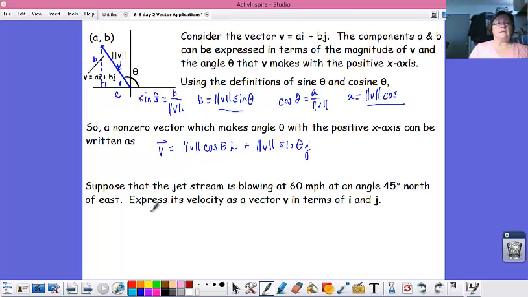We'll begin our drawing with a little coordinate grid here, a horizontal and vertical axis. And the jet stream is blowing at 60 miles per hour. Again, that's the magnitude of this vector. Its direction is 45 degrees east of north. And that's interesting and necessary for us to know, because it tells us that if we consider the right angle here between north and east, this angle inside is also 45.